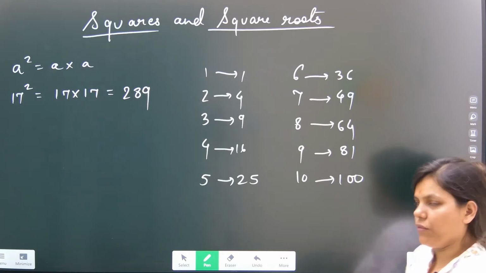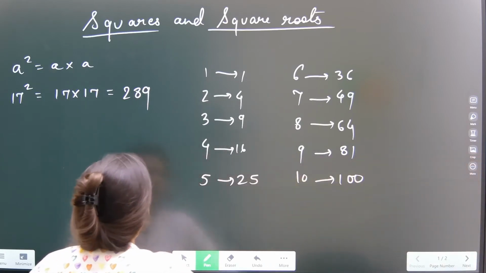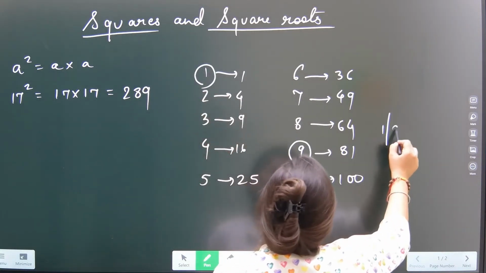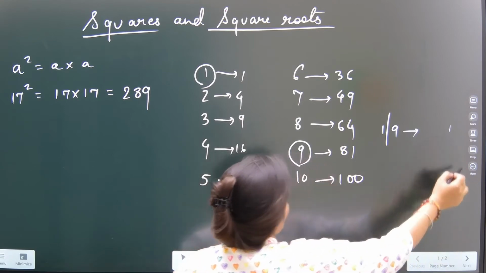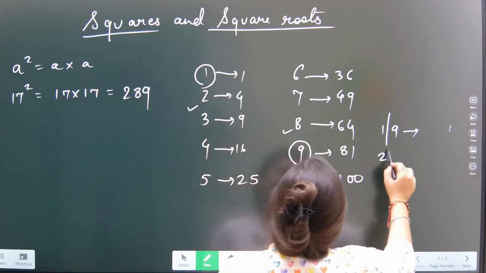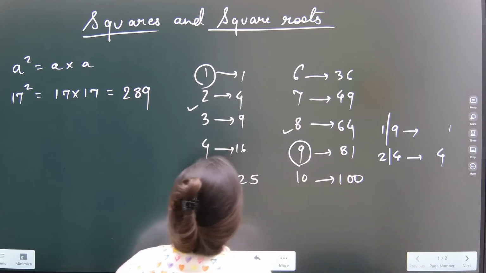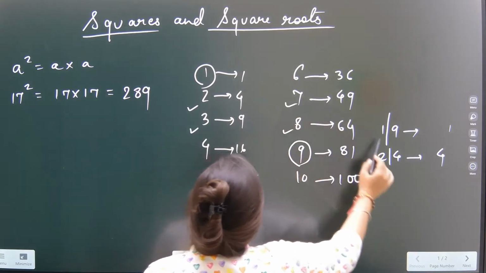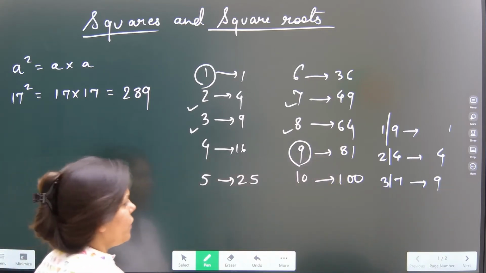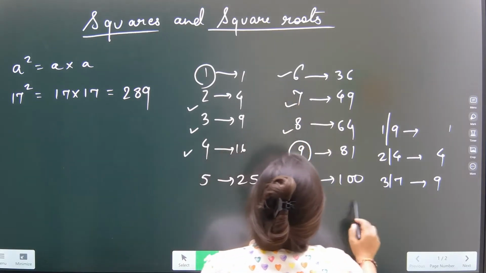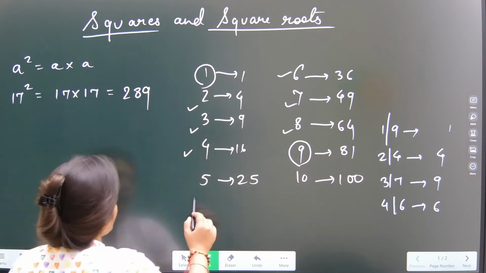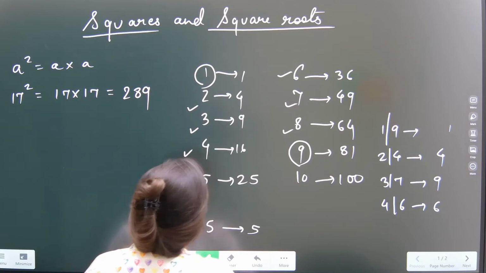Now there's one thing to observe. The unit digit of the square of 1 and 9 will always end with 1. The unit digit of the square of 2 and 8 will end with 4. The unit digit of 3 and 7 will end with 9. The unit digit of 4 and 6 will end with 6. And the unit digit of the square of 5 will always end with 5.